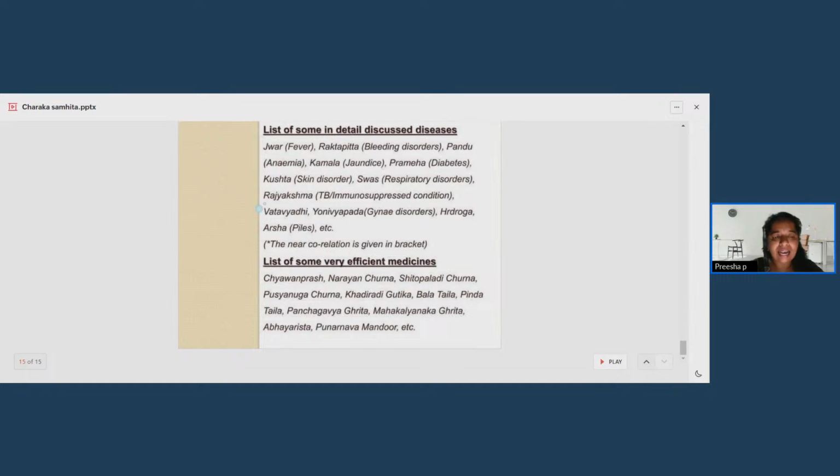Then the treatment of Alasaka. Here you can take the Vamana with Ushna Jala. Vamana with Lavana and Ushna Jala can be taken for the Alasaka. Vamana with the Ushna Jala and with a little bit of Lavana. That is the best treatment for Alasaka.